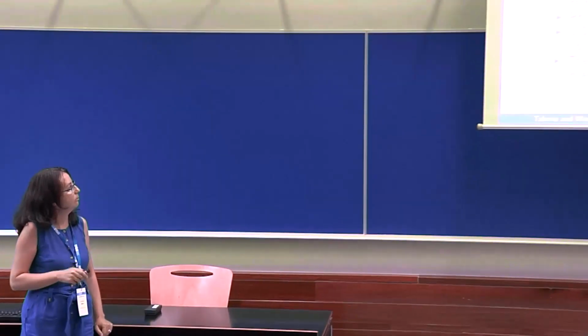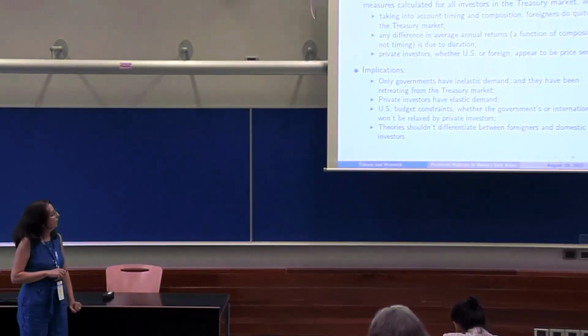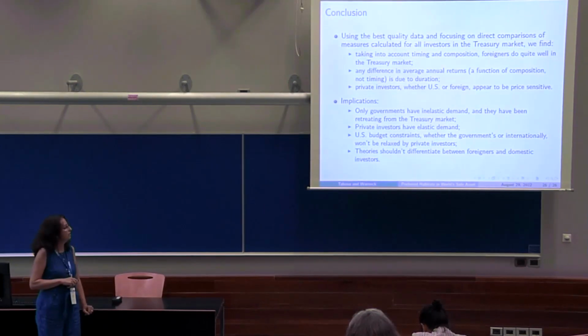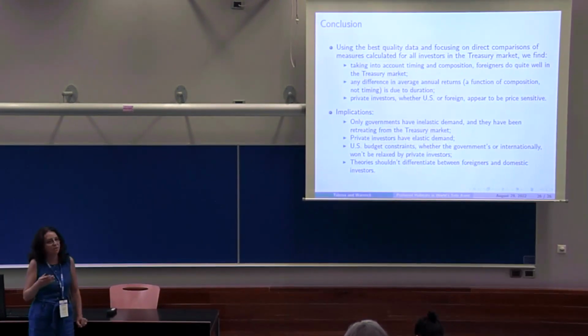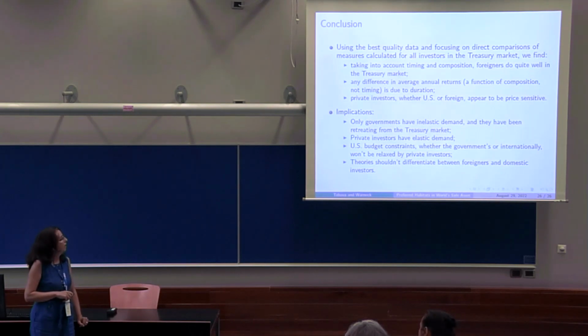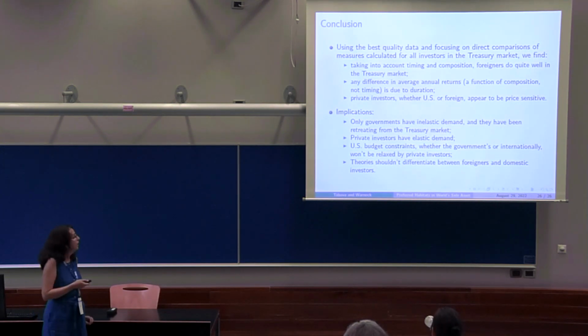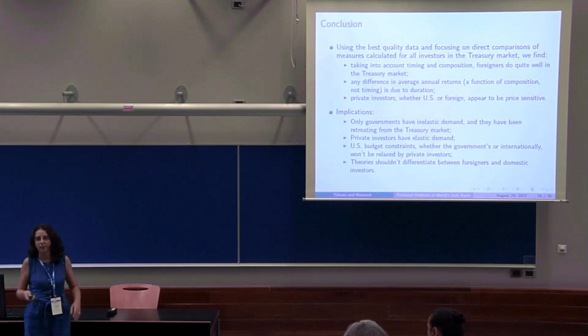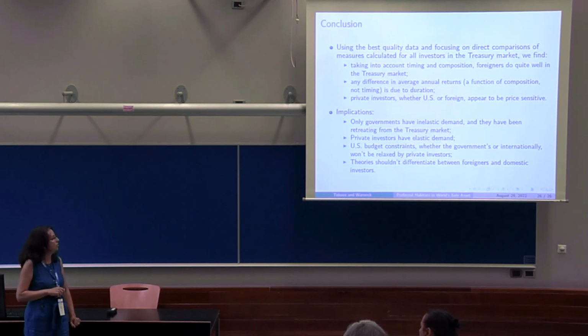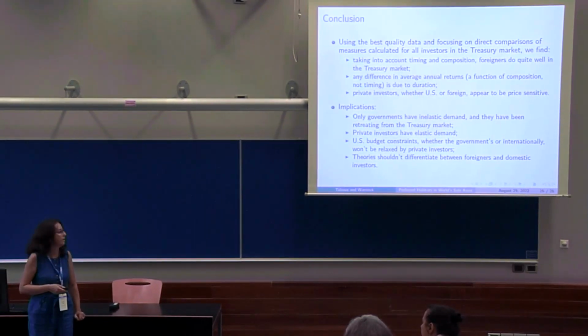Because we found that only governments have inelastic demand, and private investors have elastic demand, and because governments have been retreating from the treasury market, as I mentioned before, why is investor behavior important? We can't really be assuming that the US budget constraints, whether governments or internationally, will be relaxed by private investors, because both US private investors and foreign private investors are elastic. They are price sensitive.